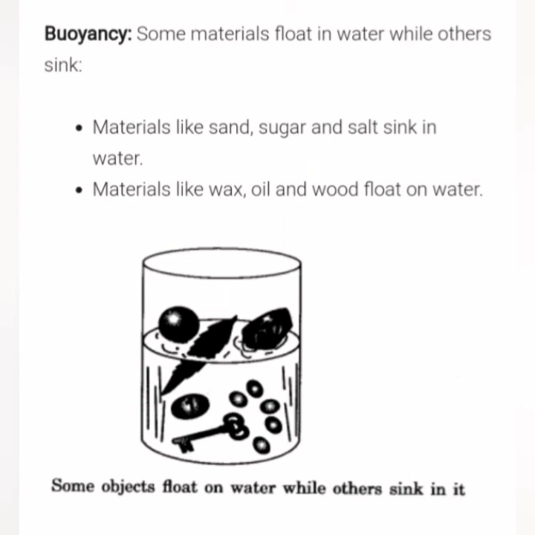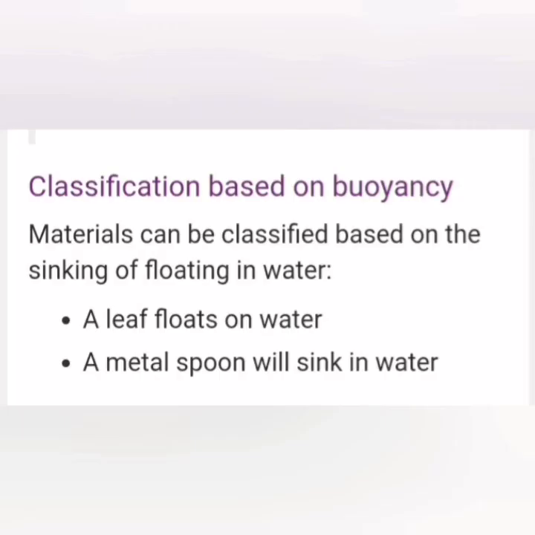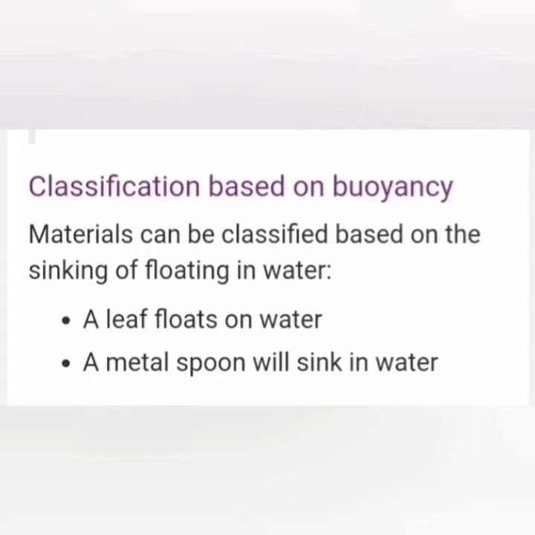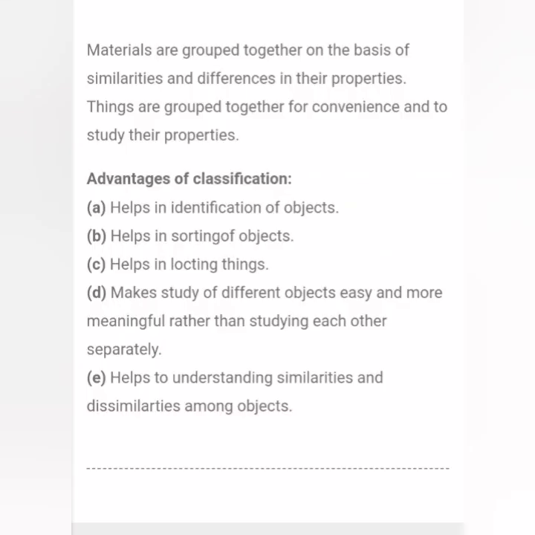Now what is buoyancy? Some materials float in water while others sink. For example, materials like sand, sugar or salt sink in water, while a leaf floats on water, and materials like wax and oil will float in water. So this is the classification which is based on the buoyancy of materials.